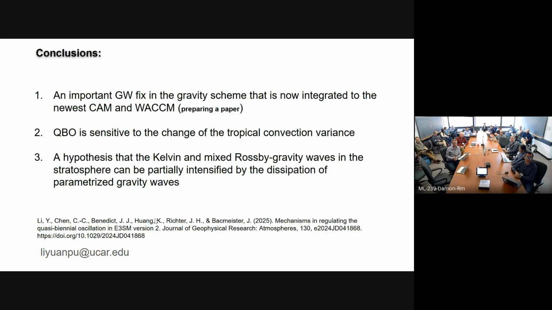And here's the conclusion. First, we have an important gravity wave fix in the gravity wave scheme that is now integrated into the newest CAM and WACCM, and we are preparing a paper. The second is that the QBO is sensitive to the change of the tropical convection variance. Third is a hypothesis that the Kelvin and MRG waves in the stratosphere can be intensified by the dissipation of the gravity wave. So this paper has some material related to conclusions 2 and 3.